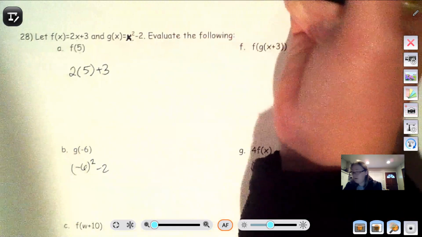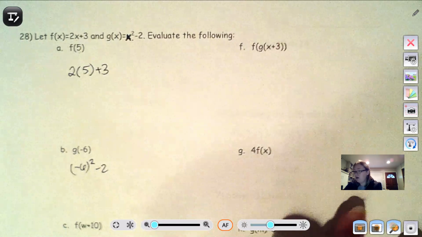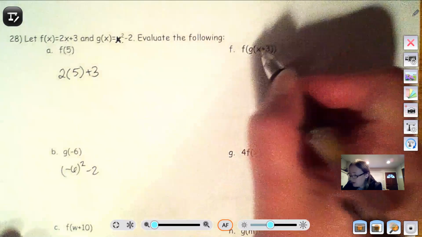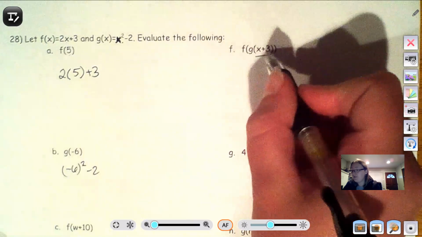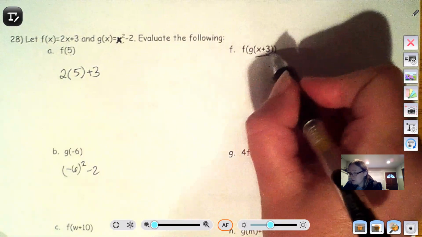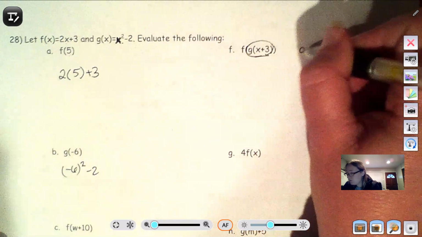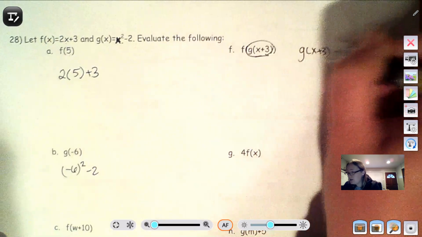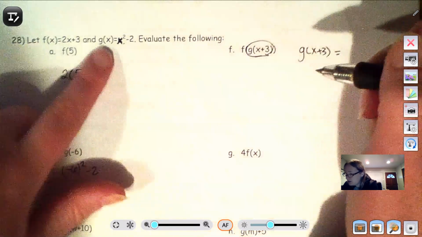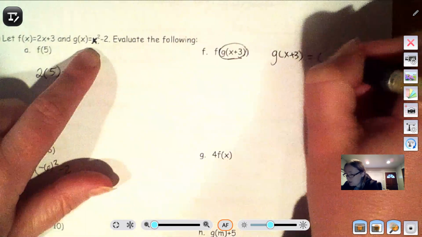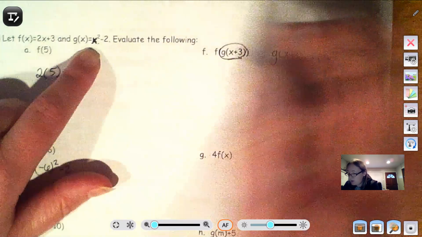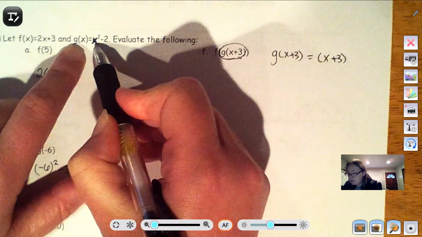Okay. And then you might have composites where you start on the inside and you figure out what G of that is first. Yeah, I think those are the ones that kind of get me. So I'd start on the inside. G says, take what's in the parentheses. That's what X means. It means what's in the parentheses because that's what was in the parentheses. Square it and subtract 2.